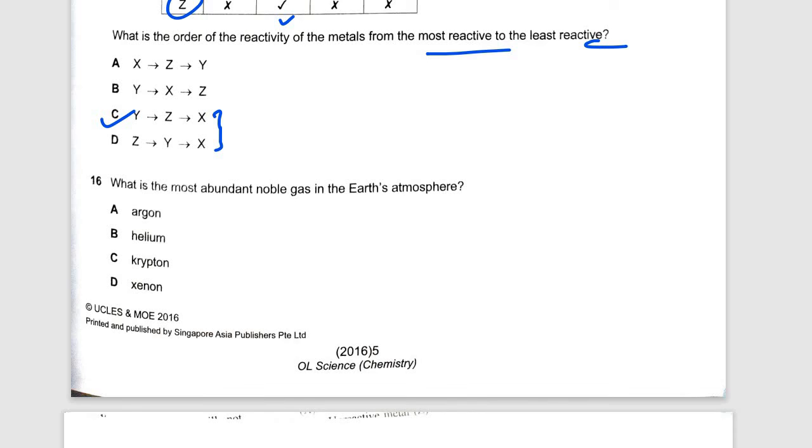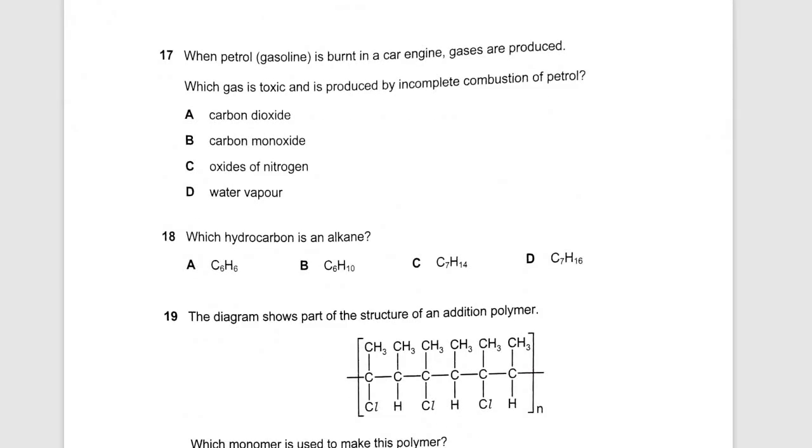Now let's see question number 16: the most abundant noble gas in the earth's atmosphere. Remember, whenever we talk about air, there is argon, which is the most abundant gas in the noble gases. Okay, next, question number 17. These are coming from organic chemistry. What is organic chemistry? Organic chemistry is a branch of chemistry which studies carbon and hydrogen compounds.